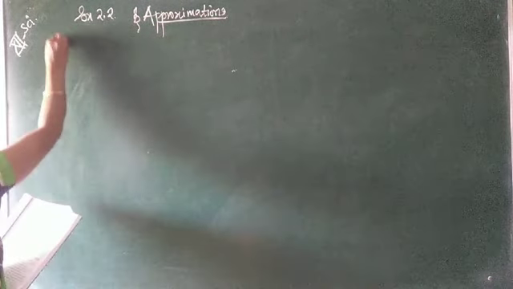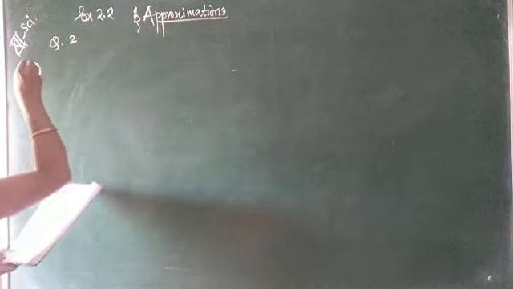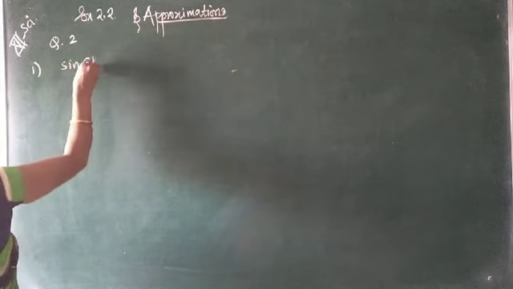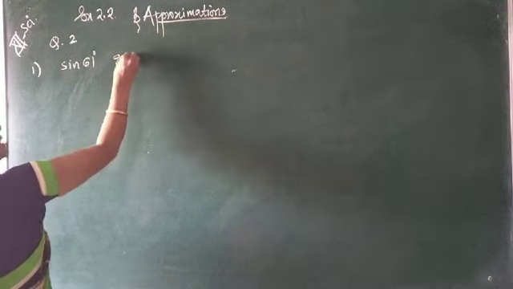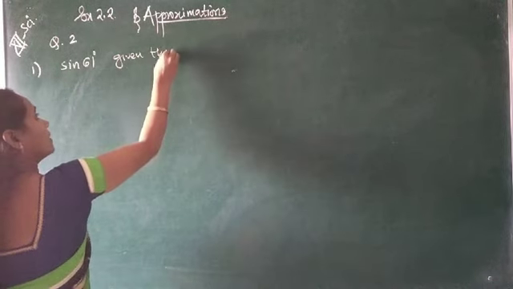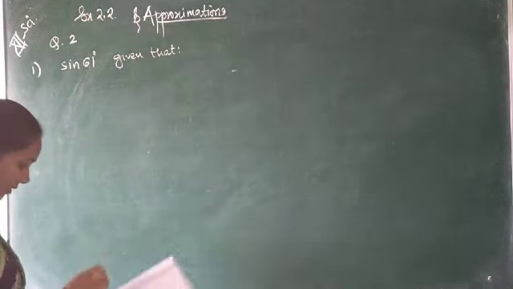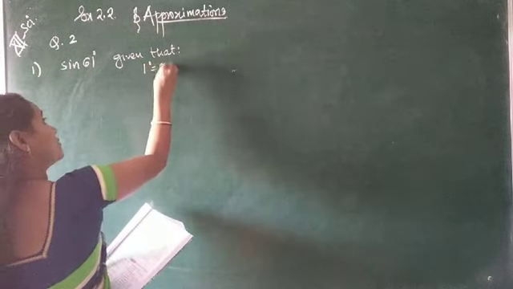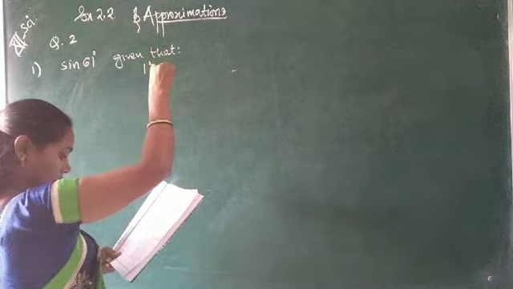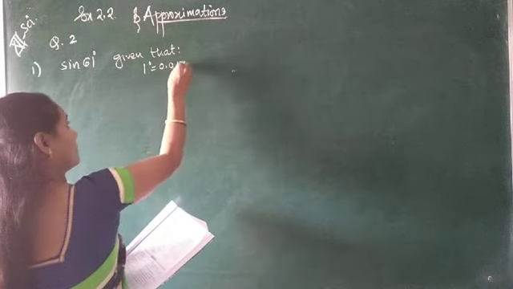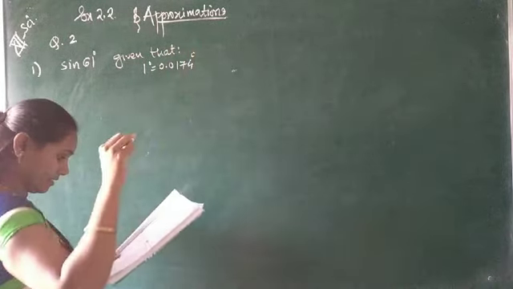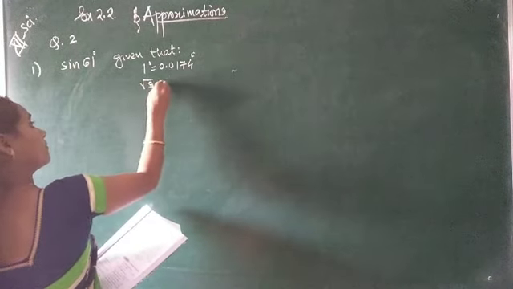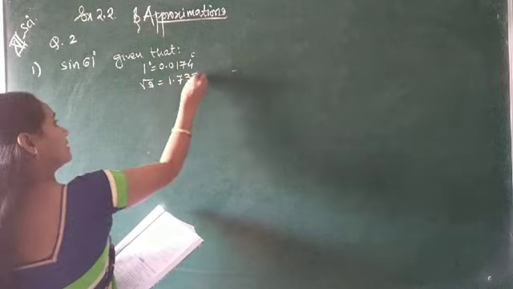So question 2, first one, that is sine 61 degree. Given that here we have the value of 1 degree is 0.0174 radian, and root 3 is 1.732.